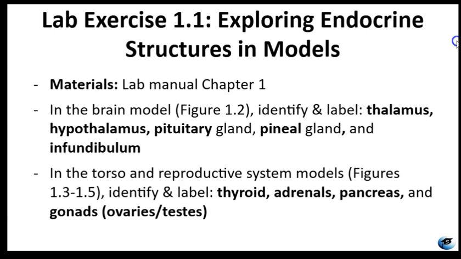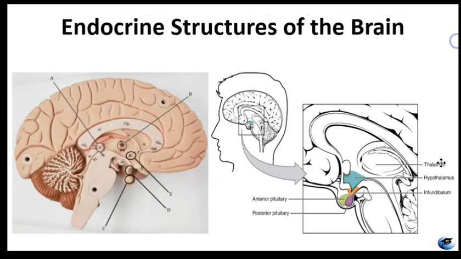And this exercise helps you to visually connect the structure and position of the endocrine organs, which is an important step in understanding how they function and integrate within the body. So on this slide, you can see the anatomical model of the brain with arrows pointing to several key endocrine structures that you will need to recognize.